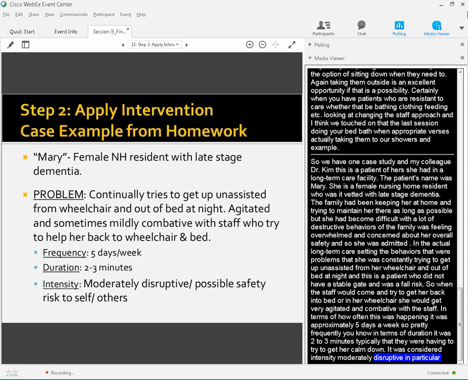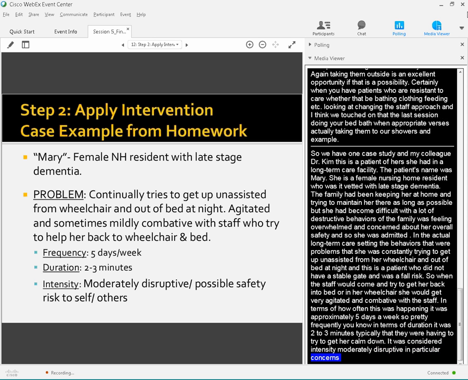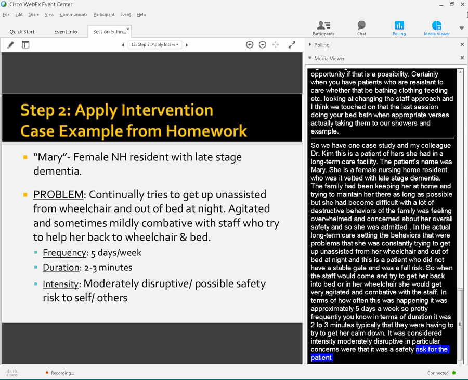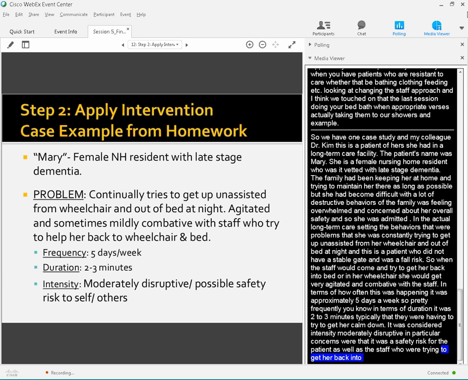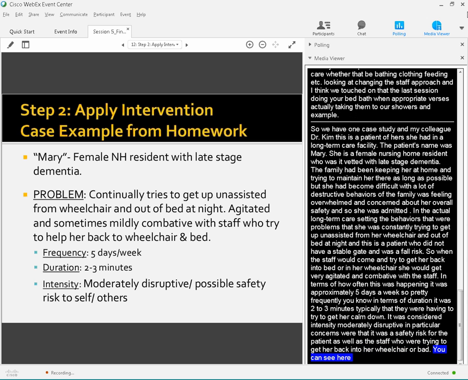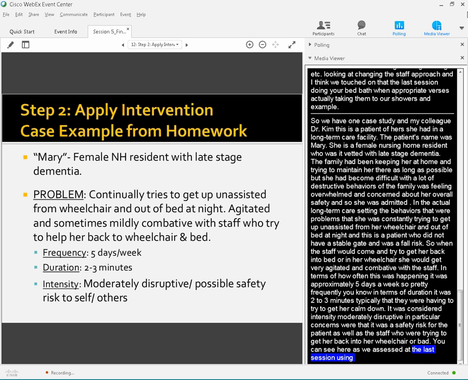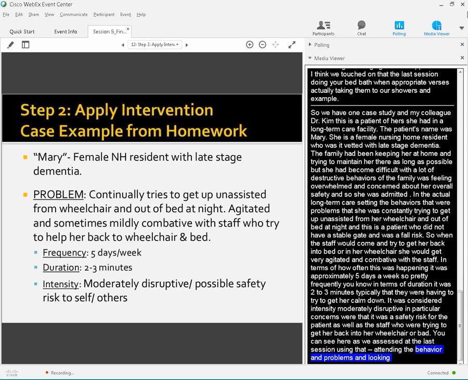And you can see here, as we discussed at the last session, this is using that worksheet in identifying what the actual behavior is and the problem is, and then looking at how often is this happening, how long is it going on, and to what degree is it disrupting or possibly causing problems for the patient or the staff in terms of safety.